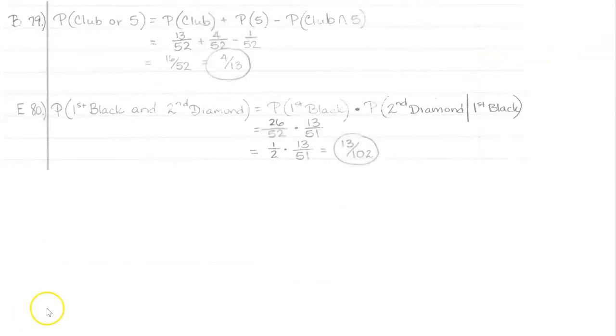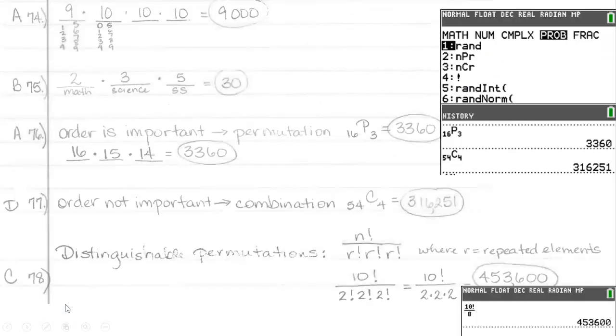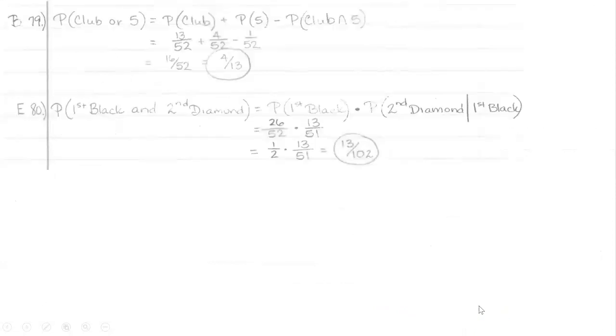All right, for 78, we have a distinguishable permutation with repeated elements. We have the word calculator, and so normally we would just say there are 10 letters in calculator, so that's going to be 10 factorial, but we have to divide out those repeated elements. So because we had 2 C's, we've got 2 factorial, 2 A's, 2 factorial, and 2 L's, 2 factorial. 2 factorial is just 2 times 1, so that just gives us 2 times 2 times 2, so there's our 10 factorial over our 8.